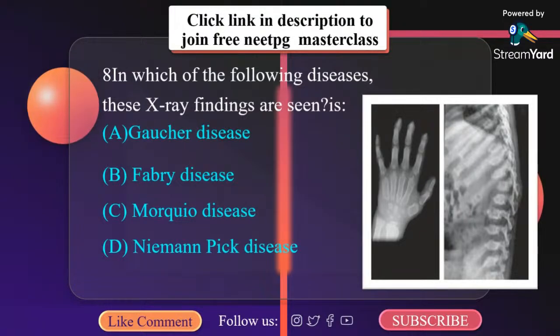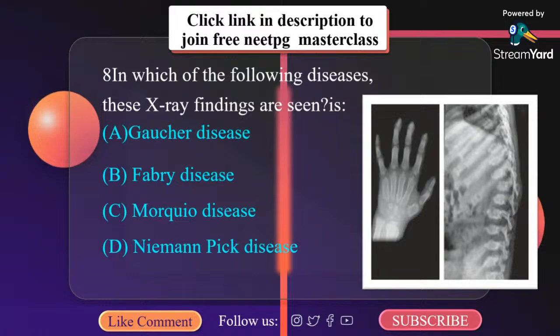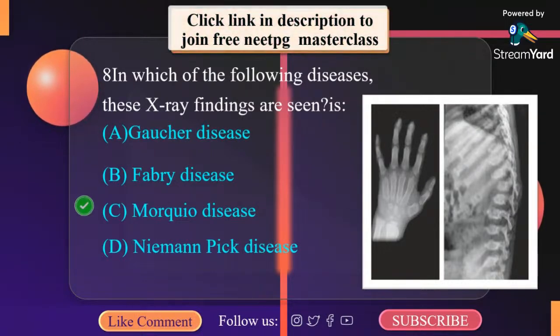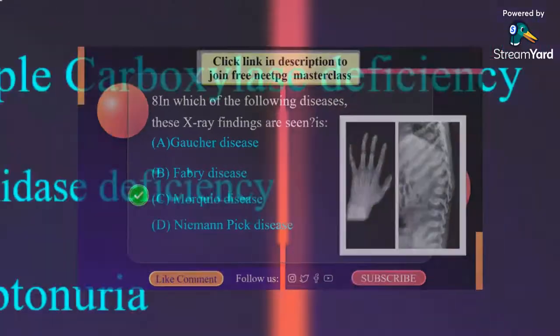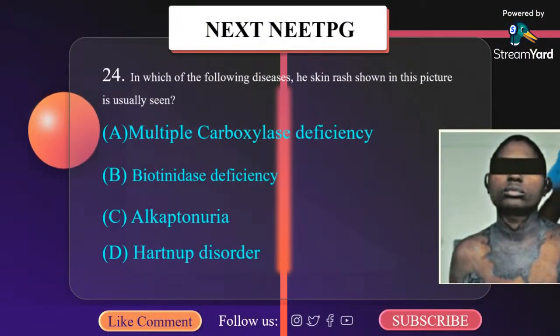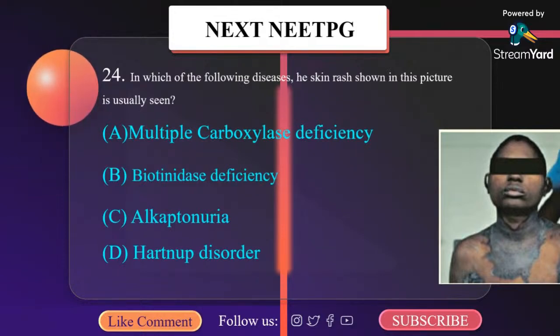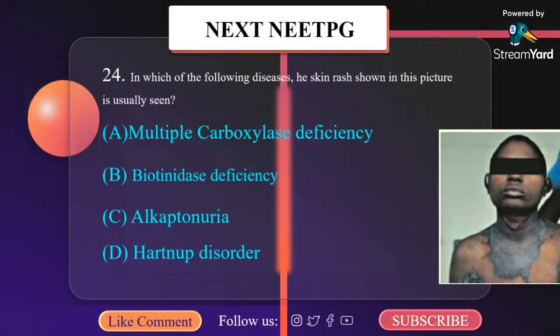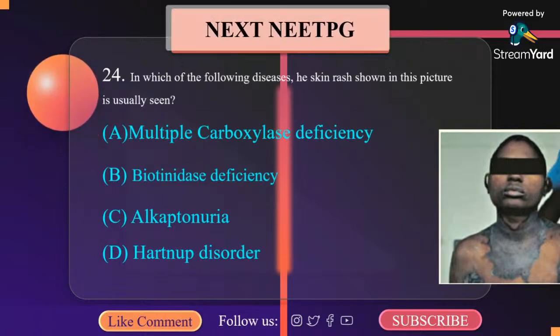In which of the following diseases are these X-ray findings seen? A. Gaucher's disease. B. Fabry disease. C. Morquio disease. D. Niemann-Pick disease. It is Morquio disease. In which of the following diseases is the skin rash shown in the picture usually seen? A. Multiple carboxylase deficiency. B. Biotinidase deficiency. C. Alkaptonuria. D. Hartnup disorder. The characteristic skin lesion of the neck known as Casal's necklace is seen in pellagra. So the correct answer here is D, Hartnup disorder.